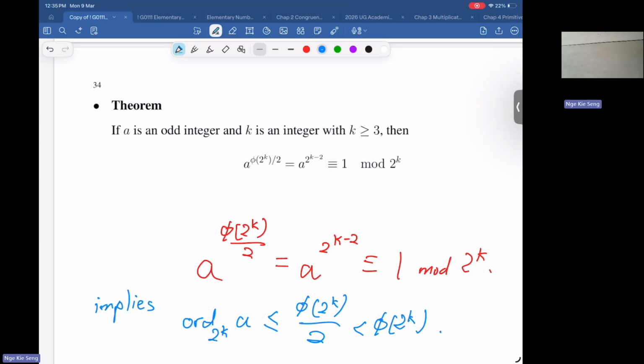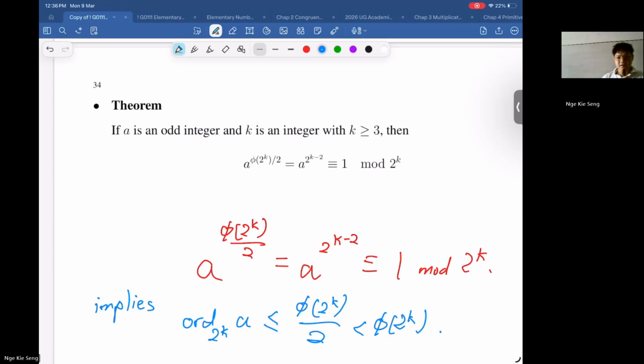Even integers, you don't even need to think about, right? Because an even integer is not relatively prime to 2^k. So meaning that 2^k with k greater than 2 wouldn't have a primitive root, because they will return 1 much earlier than φ(2^k), already at φ(2^k) divided by 2. Does it make sense?